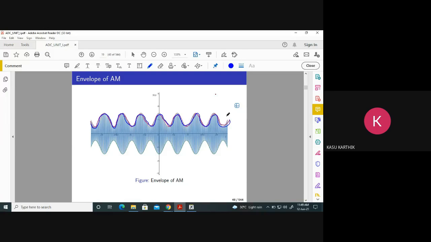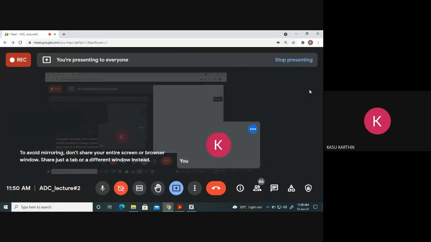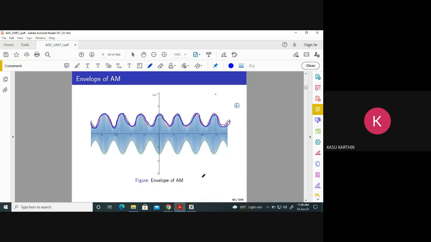Envelope follows the message signal, which means if you get the envelope from the modulated carrier, you get your message signal back. Why is it so important? Why should we get our message signal back from the carrier? What is it called? Anyone? Demodulation. That is called demodulation. So, to demodulate a signal, we should get the envelope. If you get the envelope, you get your message signal back.